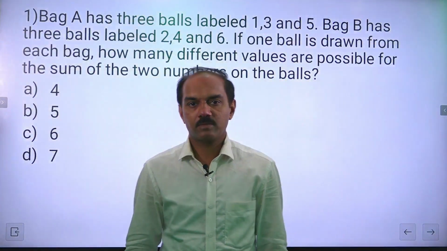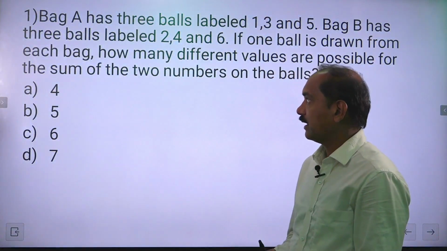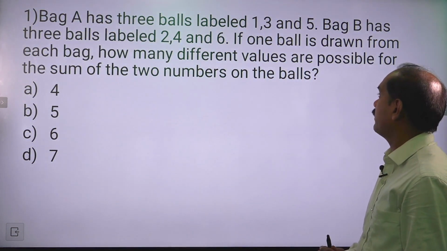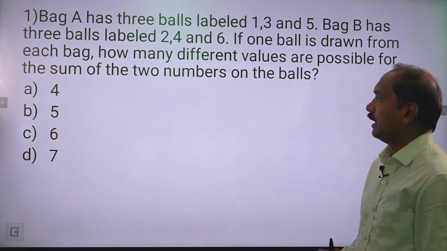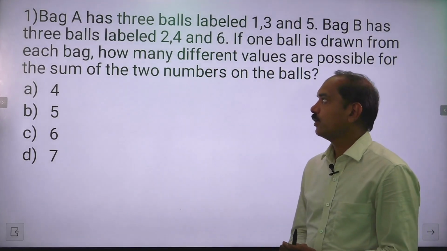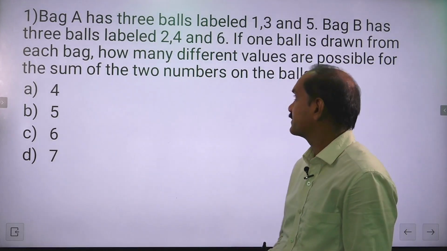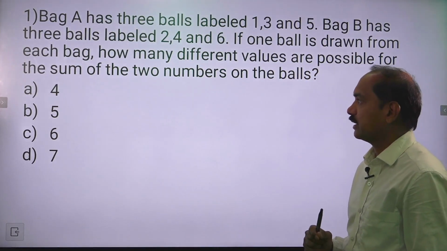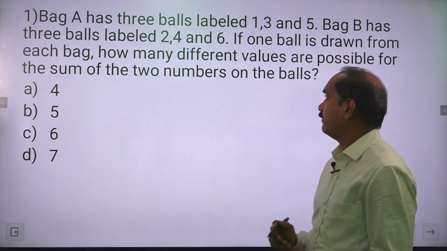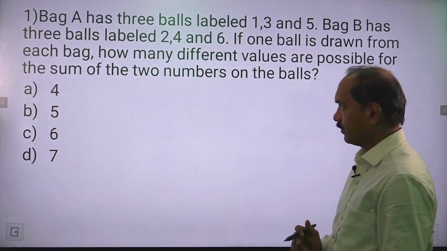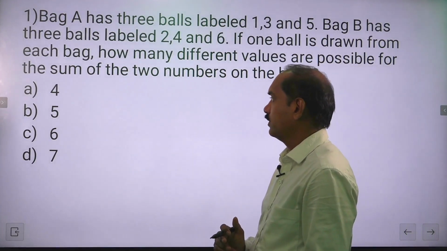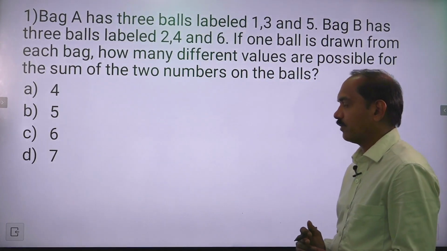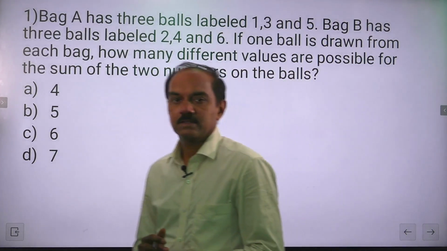Here is your very first problem. A bag A has 3 balls labeled 1, 3 and 5. Bag B has 3 balls labeled 2, 4 and 6. If one ball is drawn from each bag, how many different values are possible for the sum of the two numbers on the balls? Your options are 4, 5, 6 and 7.